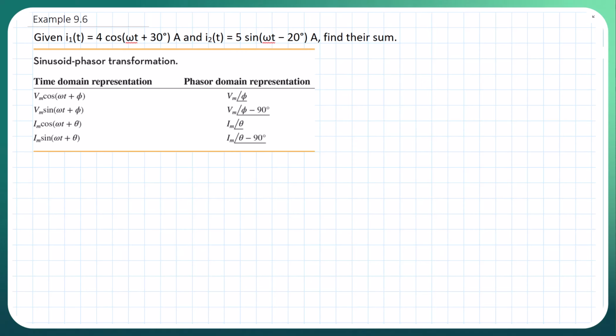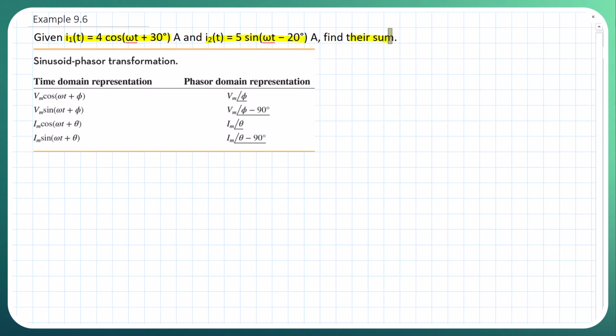Okay, let's take a look at this problem here. We have two sinusoidal AC alternating currents, I1, which is given by this equation, and then we also have I2, which is given by this equation. And we're told to find their sum.